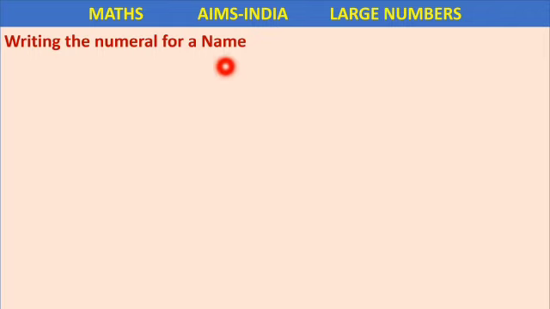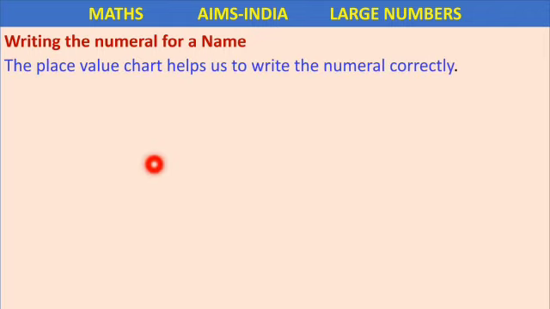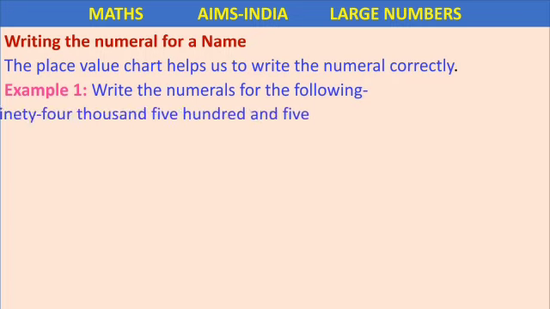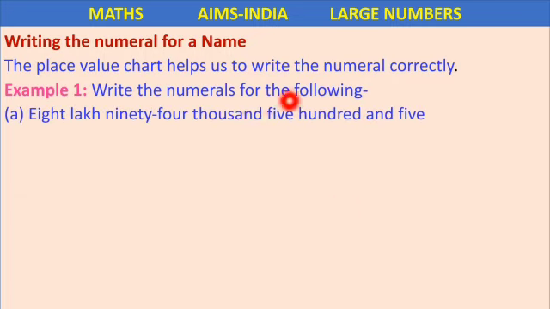Next, writing the numeral for a name. The place value chart helps us to write the numeral correctly. Example 1, write the numerals for the following. What does numeral mean? Numeral means number. Name here does not mean my name or your name. Name here means the name by which we call a number.